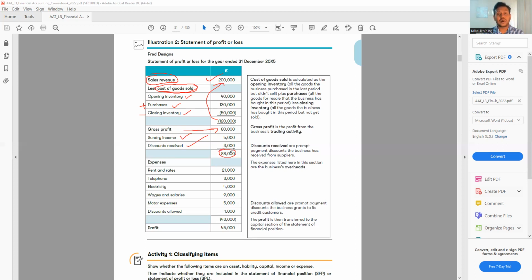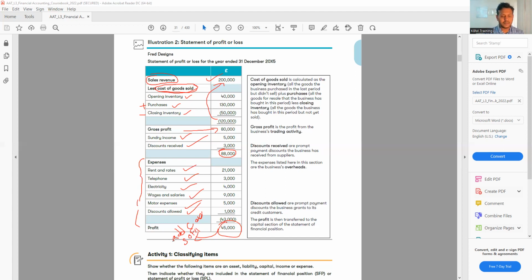Then you have to minus all the operating expenses. Operating expenses means that to run the business, we have to spend some money. For example, all the indirect costs or overheads: rent and rates, telephone, electricity, wages and salary, motor expense, discount allowed. All of these make up my operating expenses. We minus all of this to find out how much the net profit is. And this profit later on will be added to the capital on the financial statement, the SOFP.